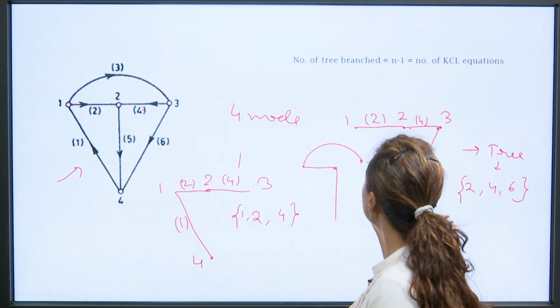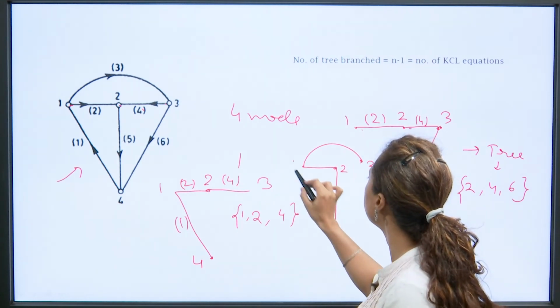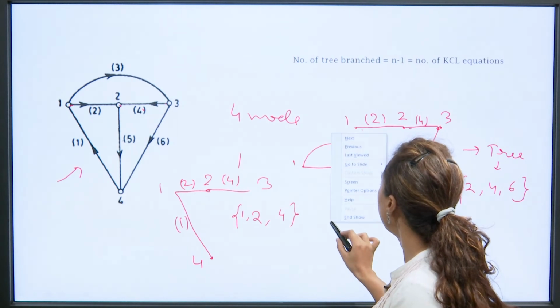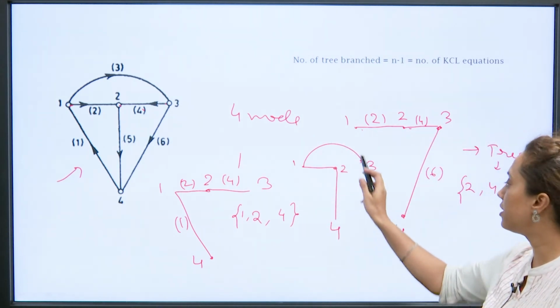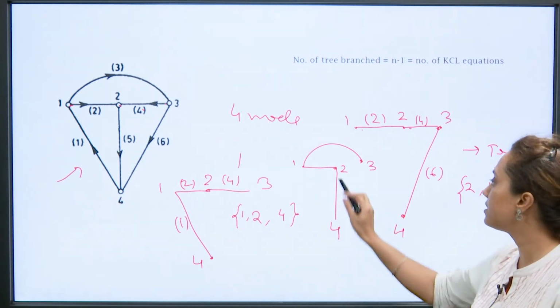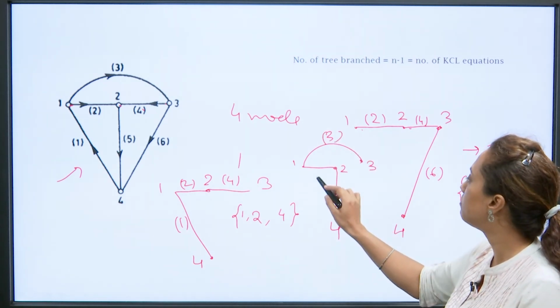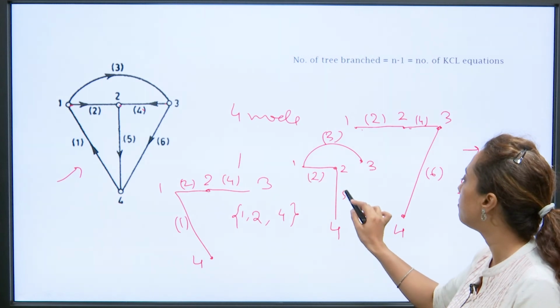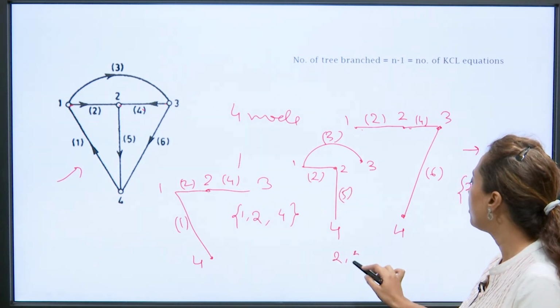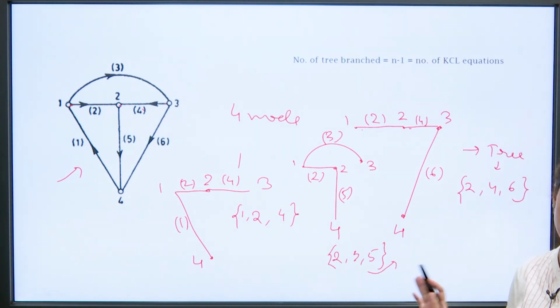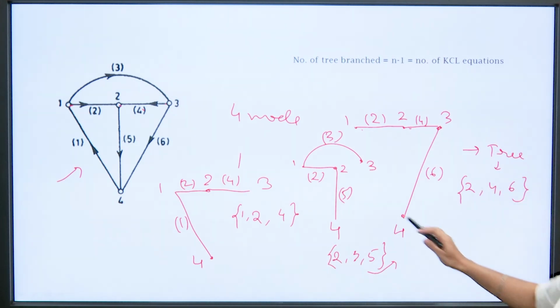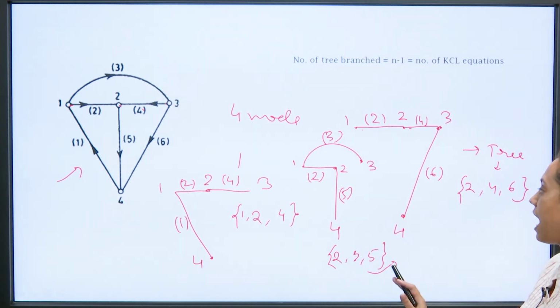For another way, this is node number 3, this is node number 2, this is 1 and this is node number 4. This is also connecting all the nodes and there is no closed path between them. This is branch number 3, this is branch number 2, this is branch number 5. So, 2, 3, 5 is one tree. In this way, a tree connects all the nodes and there is no closed path between them.